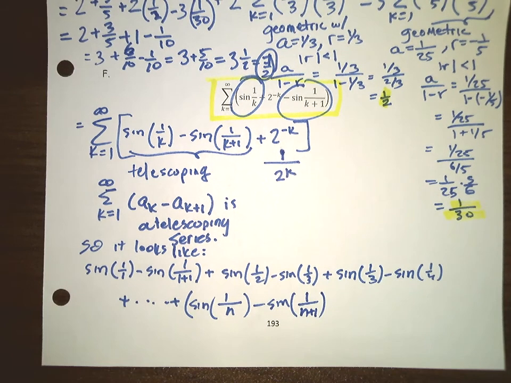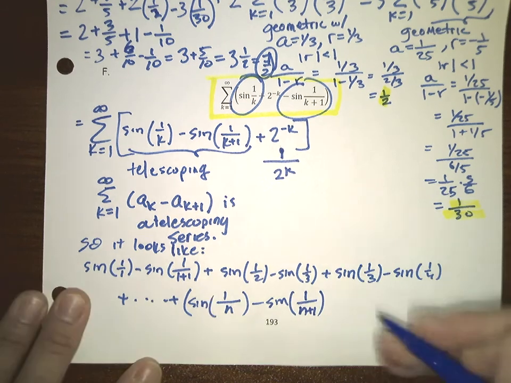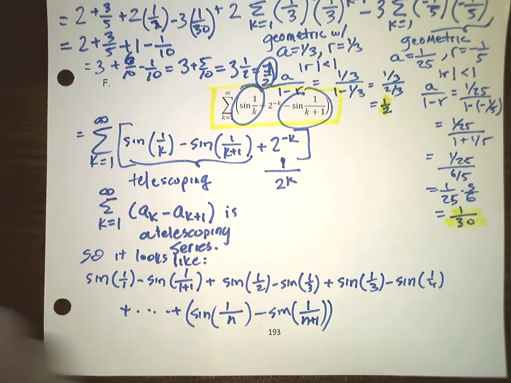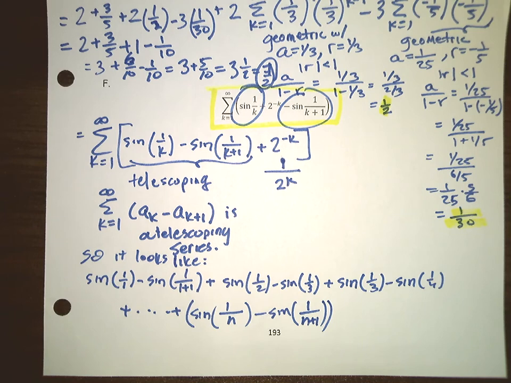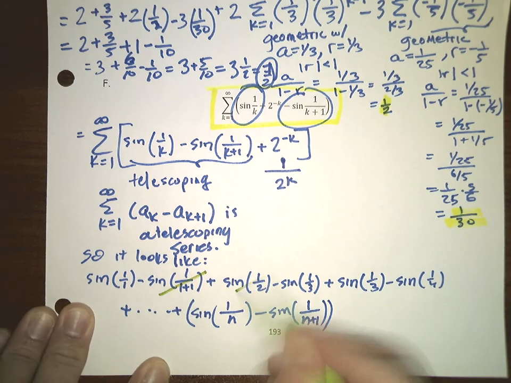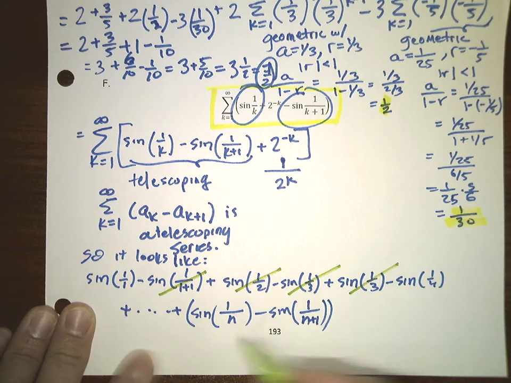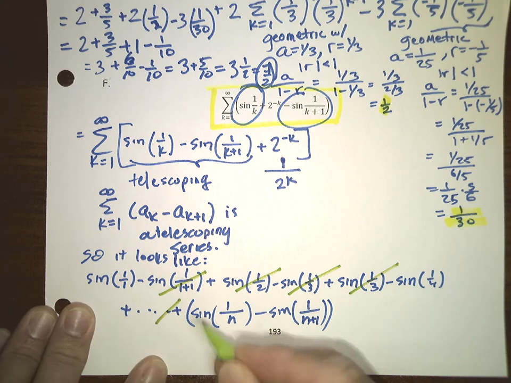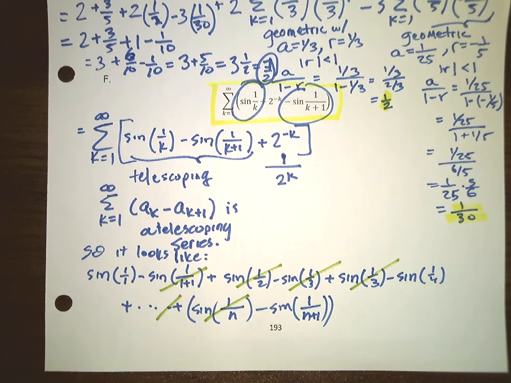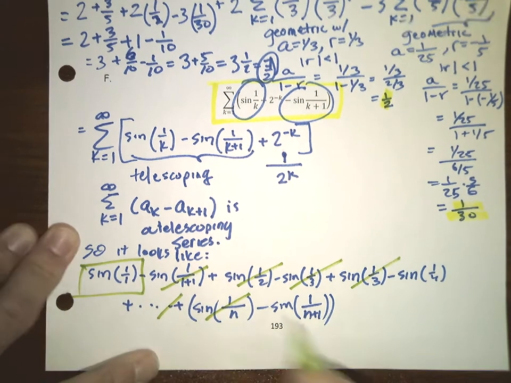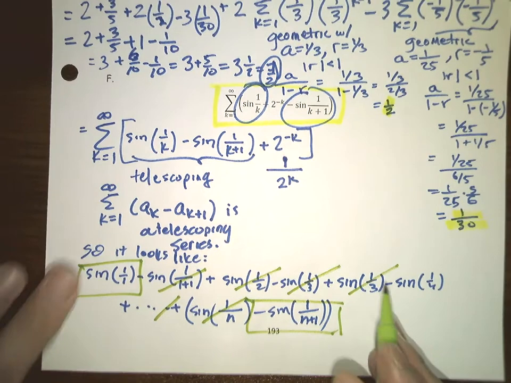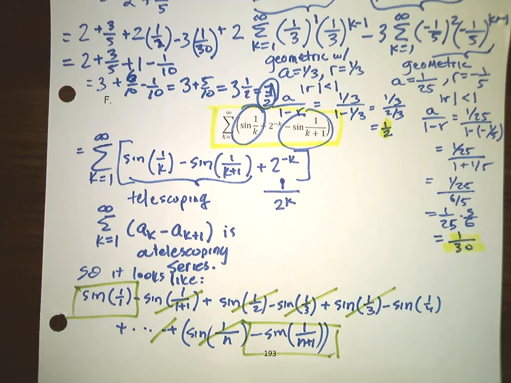All right, keep that in mind of what I'm actually doing here. All right, and then you'll see that all of the terms will cancel out except for the first and the last one, because there's sine of a half canceling out, sine of a third canceling out or zeroing out, and then sine of 1 over n would zero out with this term right here. So I'm left with sine of 1 minus sine of 1 over n plus 1.